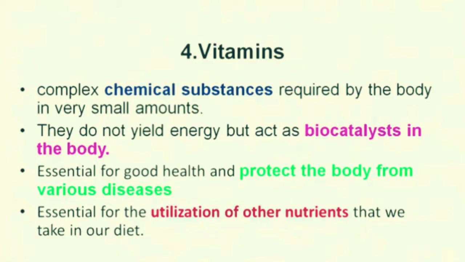Now another category of nutrient is vitamins. Vitamins, though they are required in a small quantity in our body, play an important role in protecting our body from different kinds of infections and diseases. These are chemical substances which are required by the body in a small amount.